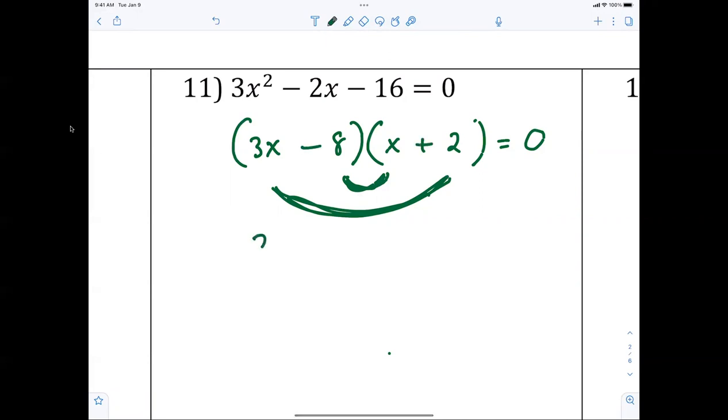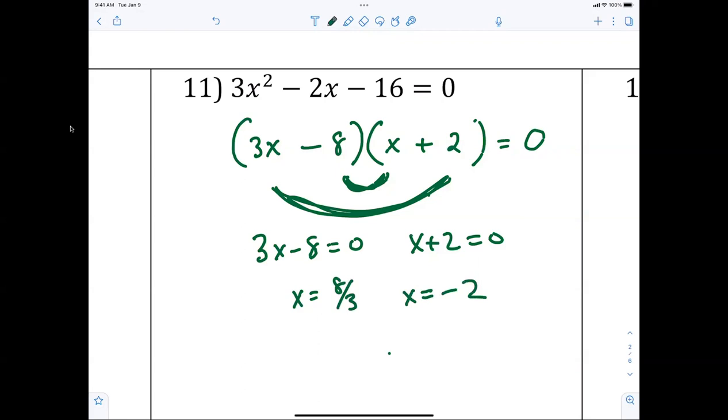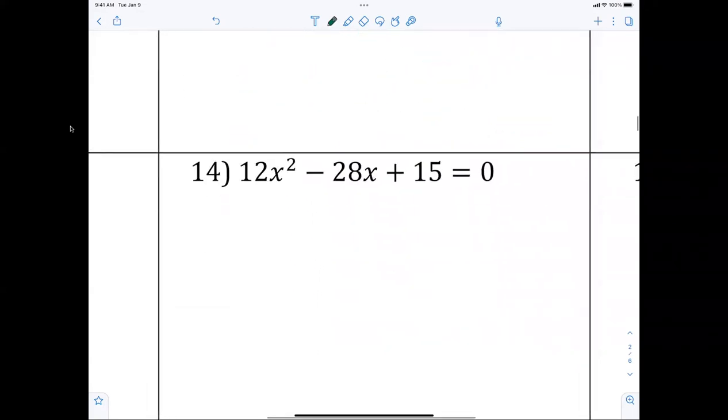So now I have 3x minus 8 equals 0. X plus 2 equals 0. So now from here, we can just write x equals what? The equation on the left is 8 over 3. Perfect. And on the right, we would just say x equals negative 2. I'm totally happy with that. Anybody have any questions with that? Bless you. Let's do another couple more here.